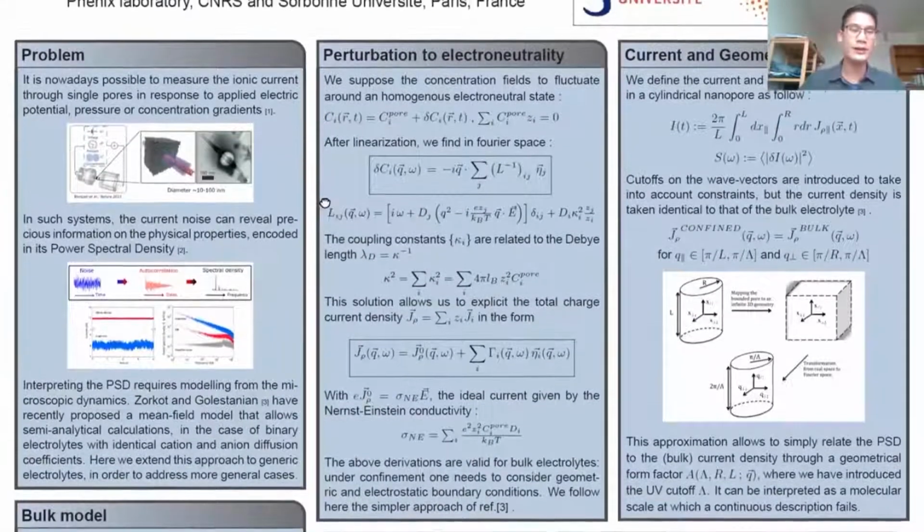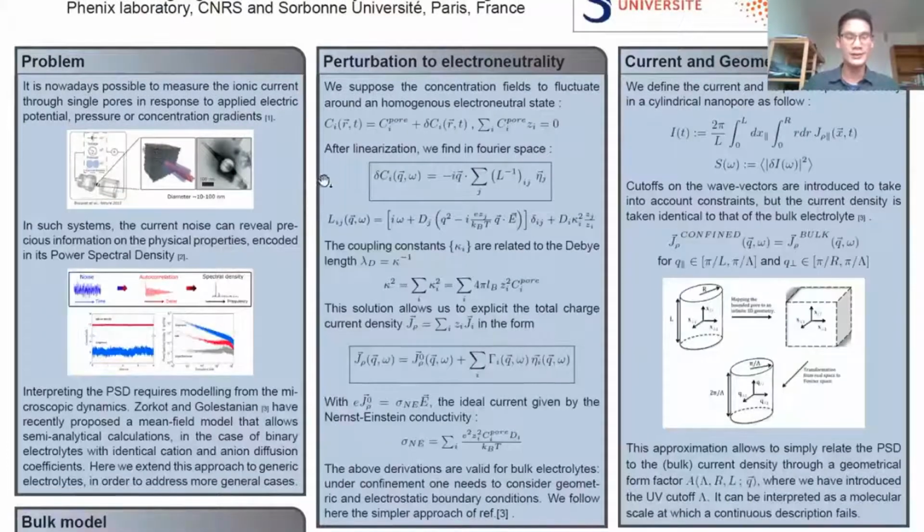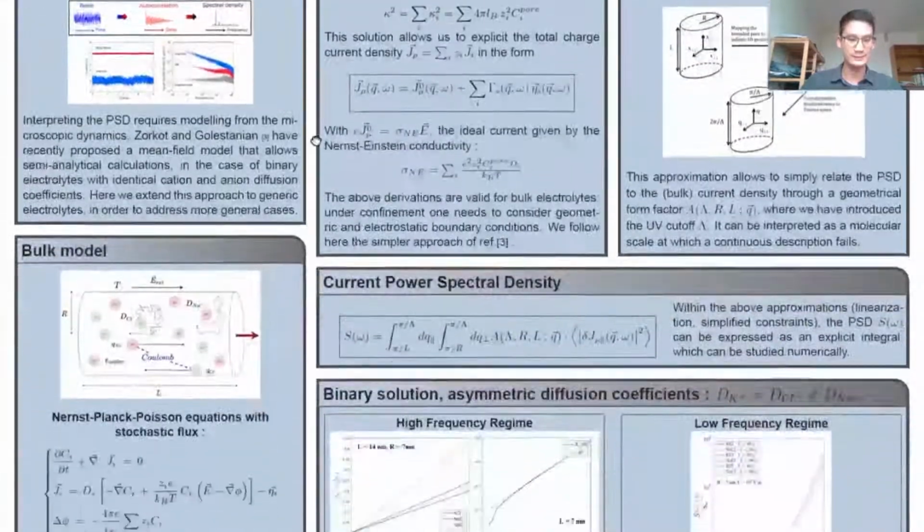Nowadays, thanks to breakthroughs in nanopore technologies, it is possible to accurately measure the ionic current through single pores. These measurements come with some noise, which can be studied through autocorrelation and spectral analysis. Because this results from microscopic effects, we believe the noise carries some precious information about the physico-chemical properties of the system. But in order to interpret it, we need an accurate model for the microscopic dynamics.